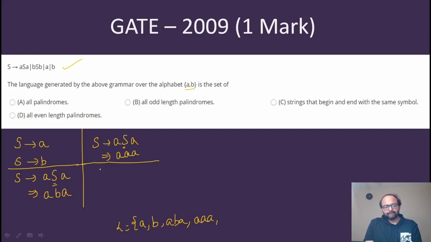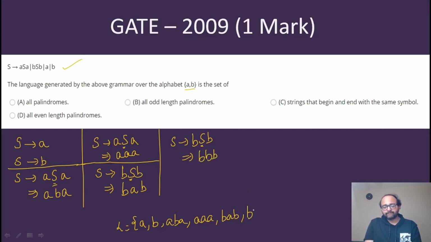And consider another possibility. S can be replaced with bSb, where we can substitute S as a. So this will be bab. So bab is another string that can be generated. And similarly, S tends to bSb, and now this S can be replaced with b. So this will be bbb, and so on like this. So these are the list of strings that can be generated from the grammar.